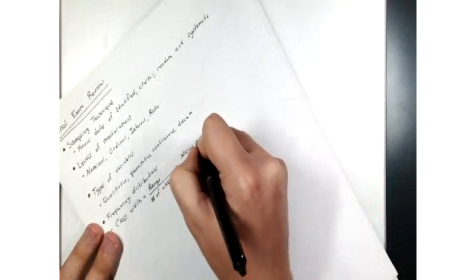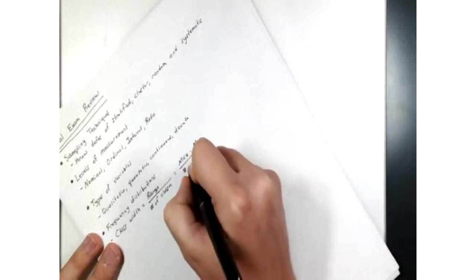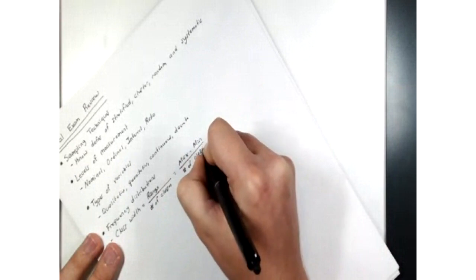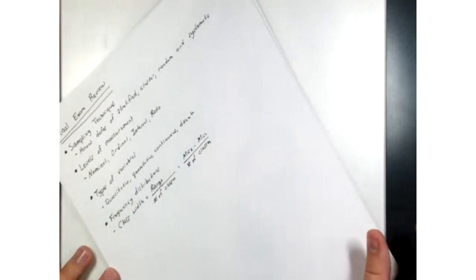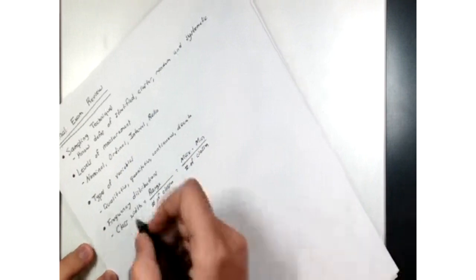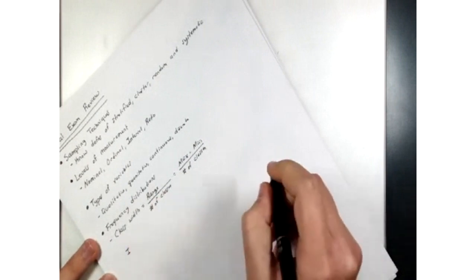So, does anyone remember how to find the range? The max minus the min is the range. And then still divide that by the number of classes. So, does anyone remember what happens if this ends up being a decimal? Yep, if it's a decimal, round up. It doesn't matter if it's like 7.1, round up to 8. So, you should know how to do that.